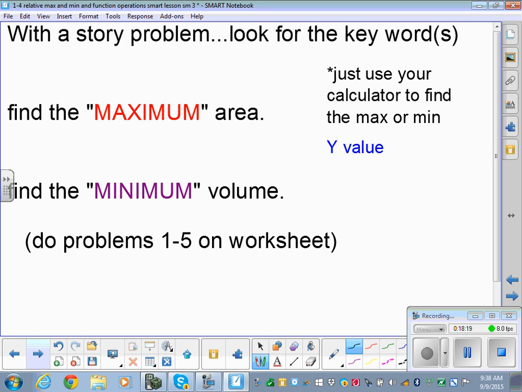So look for keywords such as maximum. And if it says find the minimum area or minimum volume or minimum value or anything with the word maximum or minimum, and it's a story problem and it gives you the function, then just find the maximum or minimum using your graphing calculator. Does that make sense? Okay, awesome. So now do problems 1 through 5 on the worksheet. I'll give you a while to practice those and then I'll bring you back to me in a sec.